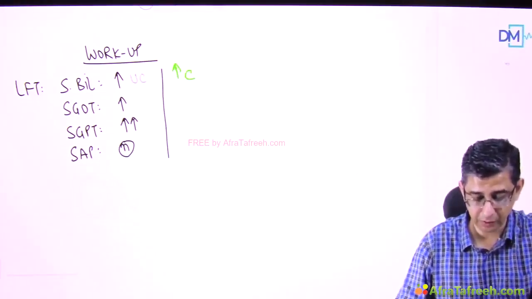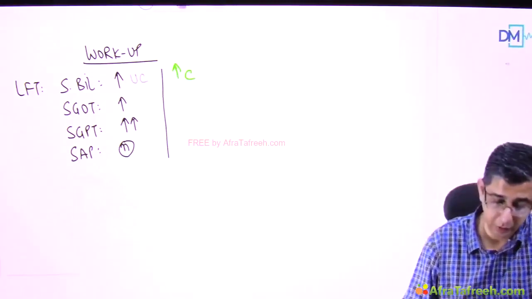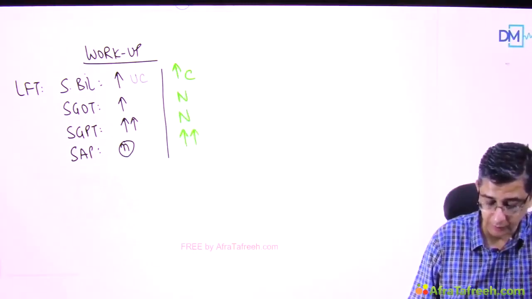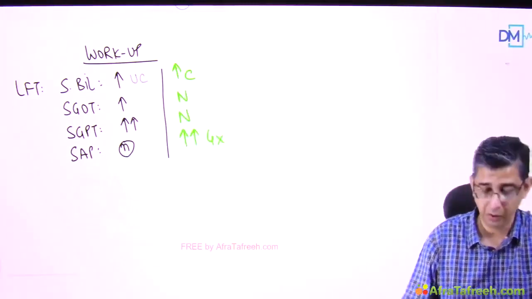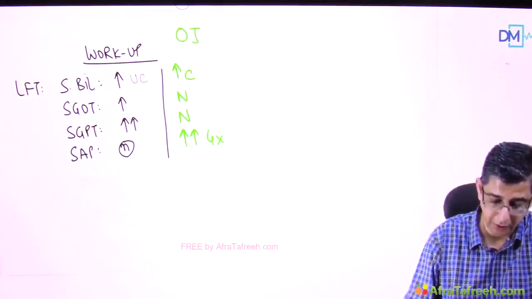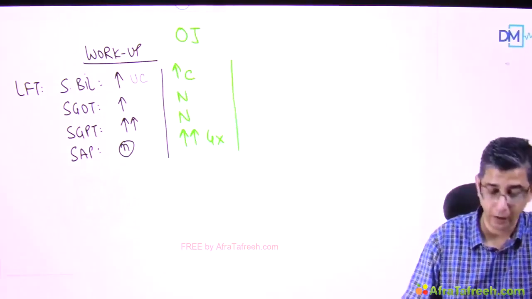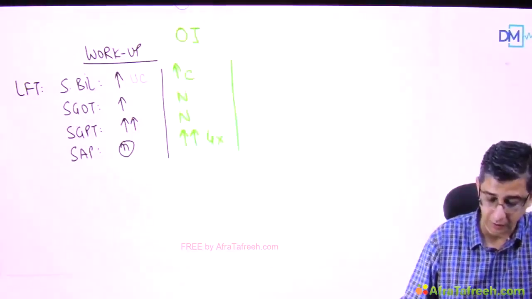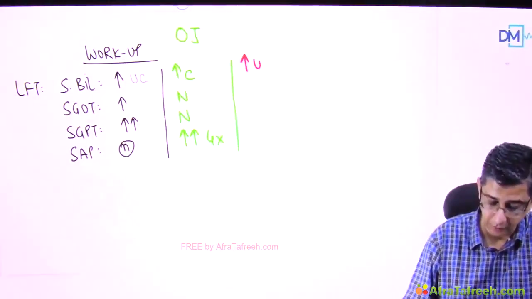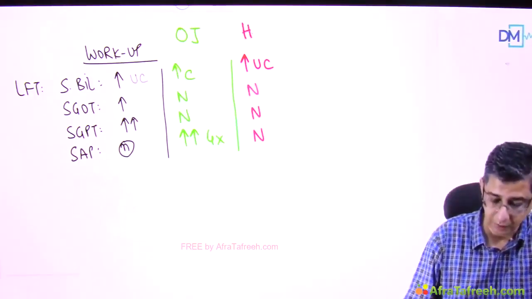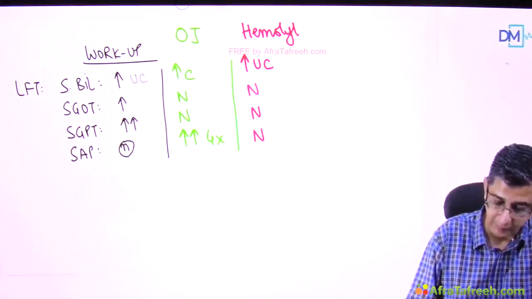However, if you get a question in which serum bilirubin is elevated of the conjugated variety, see, in this case it was unconjugated that was mainly elevated. If you get a report where conjugated is elevated, SGOT, SGPT can be normal to slightly elevated, but SAP is having up to 4 times elevation. I'm writing 4x here. Then I'm dealing with a question having an answer of obstructive jaundice etiology. In case you get a question in which unconjugated bilirubin is elevated, but SGOT, SGPT, SAP are usually normal, it means that the patient is having hemolytic jaundice.